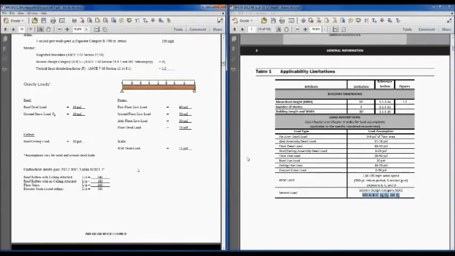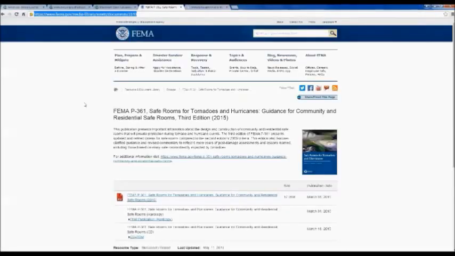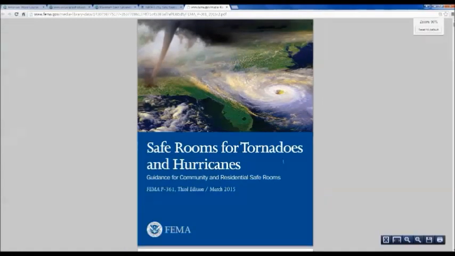has to do with questions we get about tornado loads. Some of you may be joining us from the Midwest, maybe in Tornado Alley, and folks say, well, can this be used for tornado loads? I want to direct you to a document that FEMA put out, FEMA P361, that deals specifically with safe rooms. And here's a look at the cover of that document if you haven't already seen it.